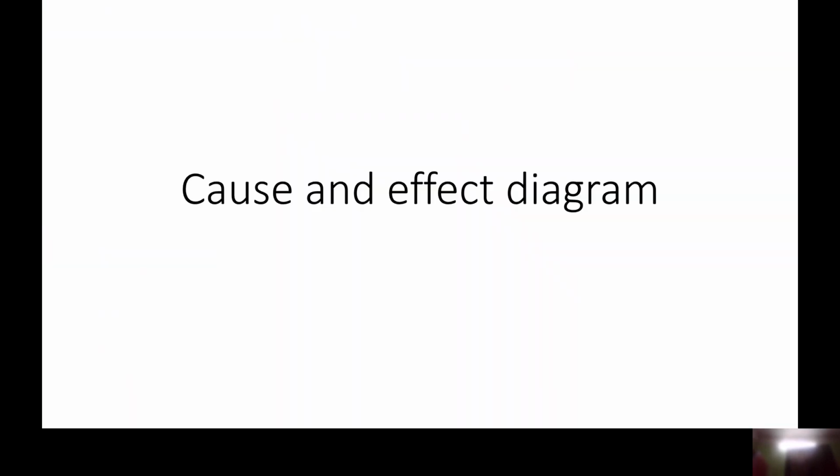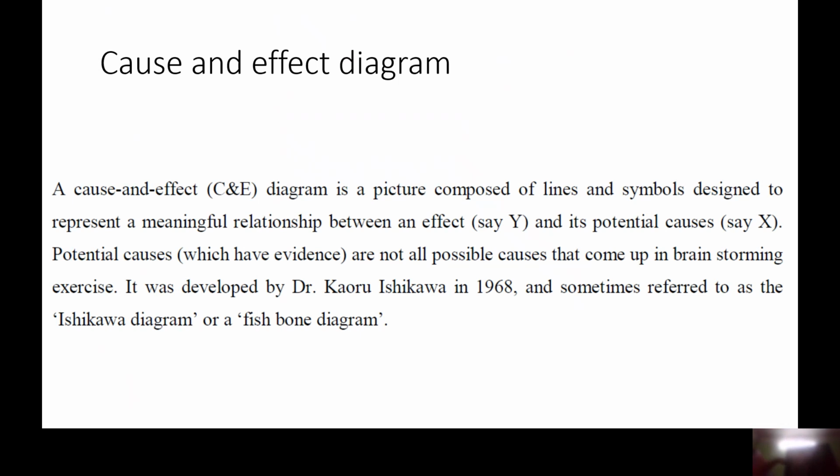So this is the cause and effect diagram. It is a picture composed of lines and symbols designed to represent a meaningful relationship between an effect and its potential causes. The potential causes which have evidence are not all possible causes that come up in the brainstorming exercise. It was developed by Ishikawa, a Japanese scientist, who developed this fishbone diagram or cause and effect diagram. It was founded in the year 1968, and it is sometimes referred to as Ishikawa diagram or fishbone diagram.